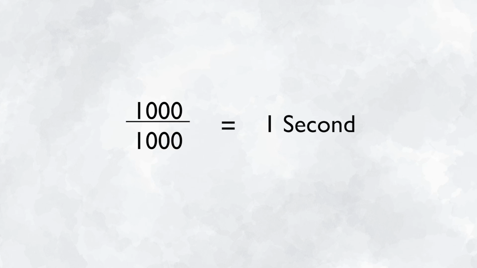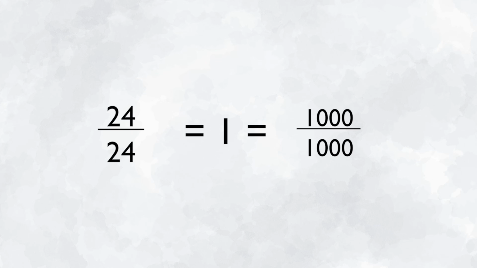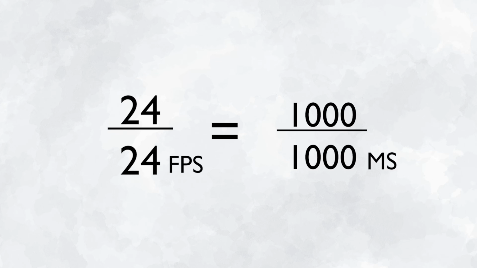So there are 1,000 milliseconds in 1 second. Therefore, 1,000 over 1,000 is equal to 1 second. And there are 24 frames of animation in 1 second. Therefore, 24 over 24 is equal to 1 second. So that means, since these are both equal to 1 second, that 24 over 24 frames of animation is equal to 1,000 over 1,000 milliseconds.